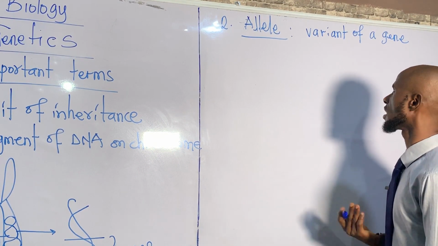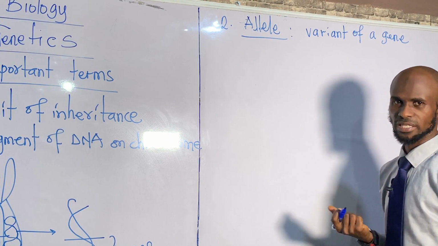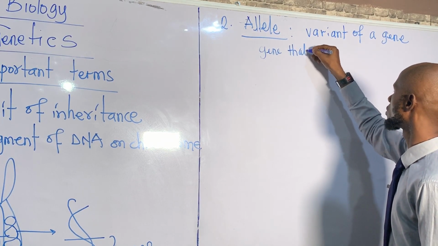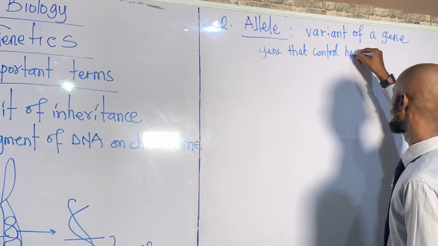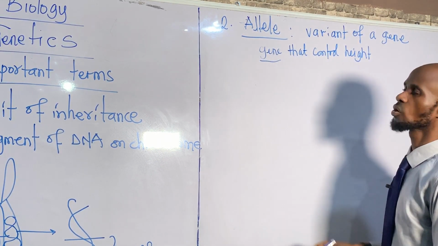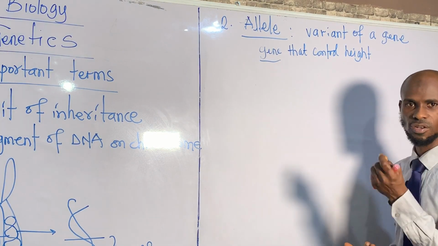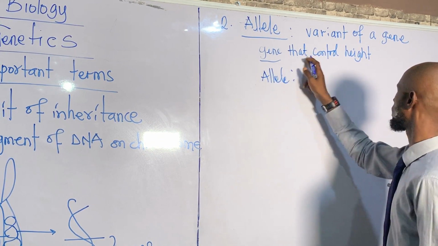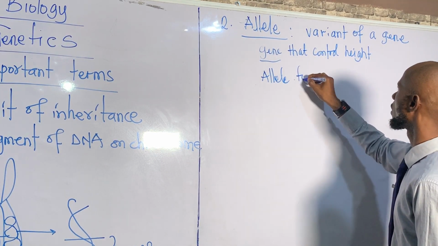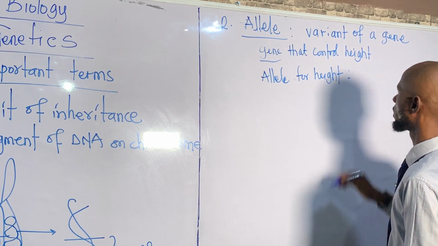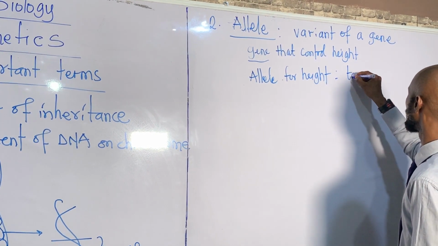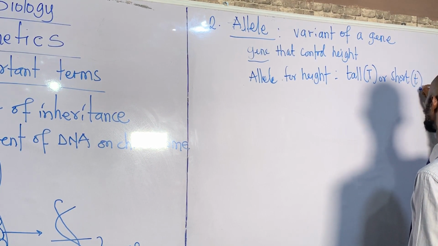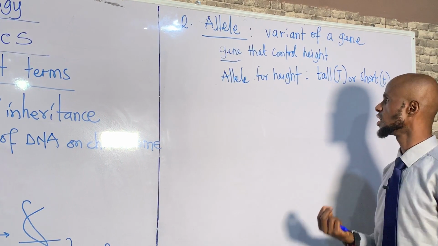For example, you have a gene that controls height. So how do we get an allele for this? The allele can be either tallness or shortness. So the allele for height will give us tall, that's capital letter T, or short. So the various forms of a gene is called an allele.